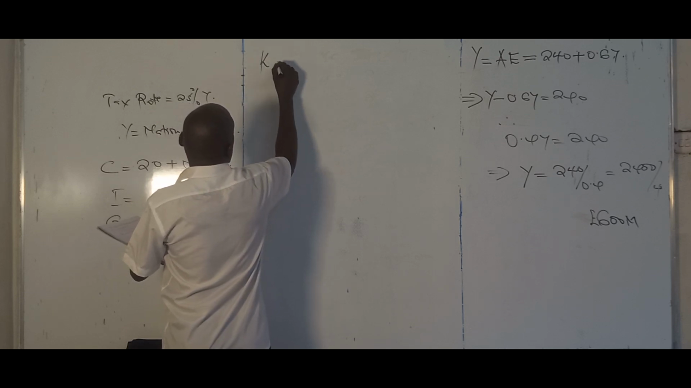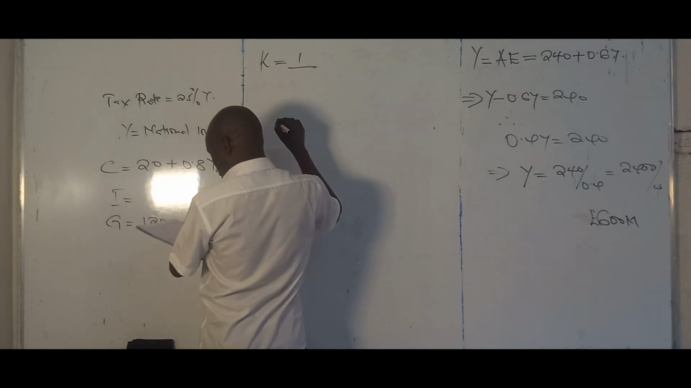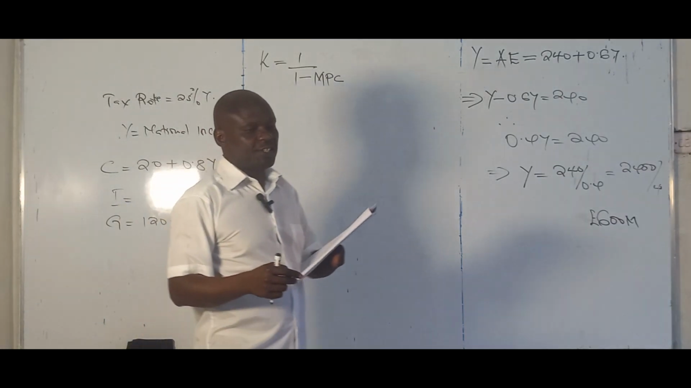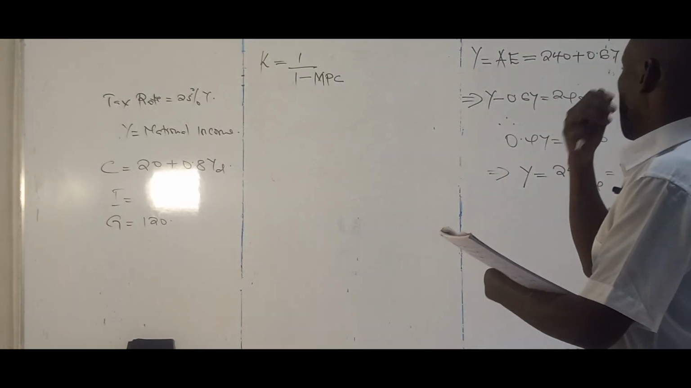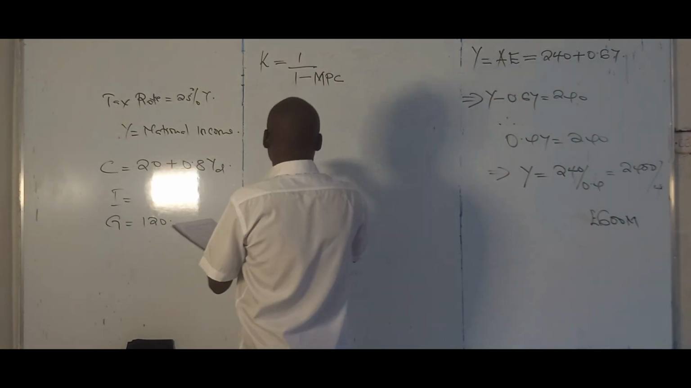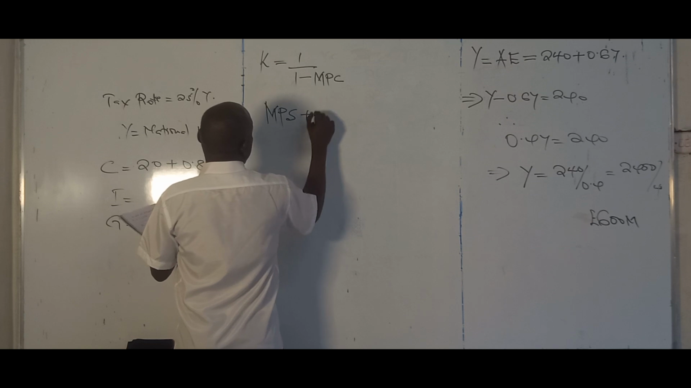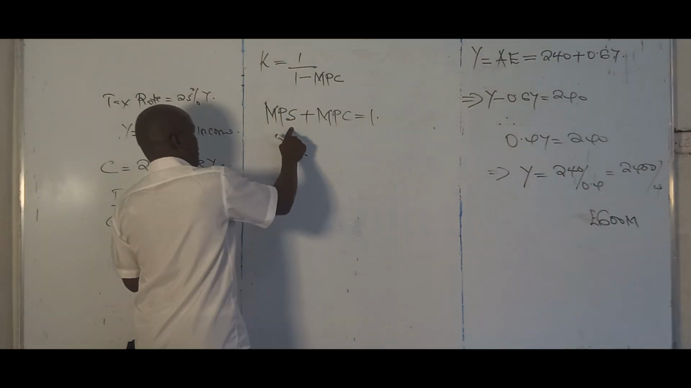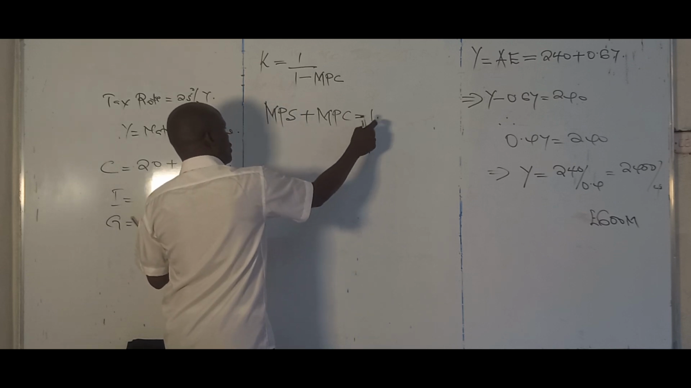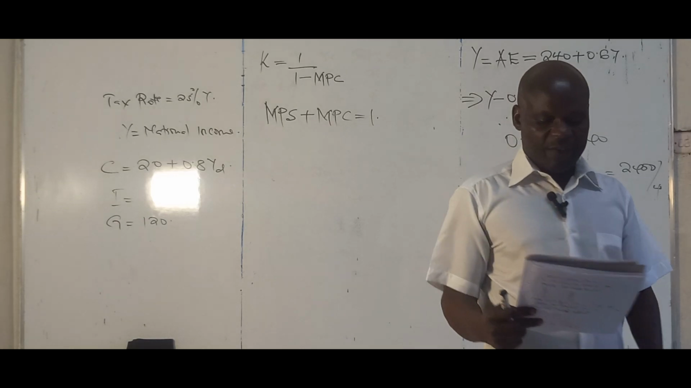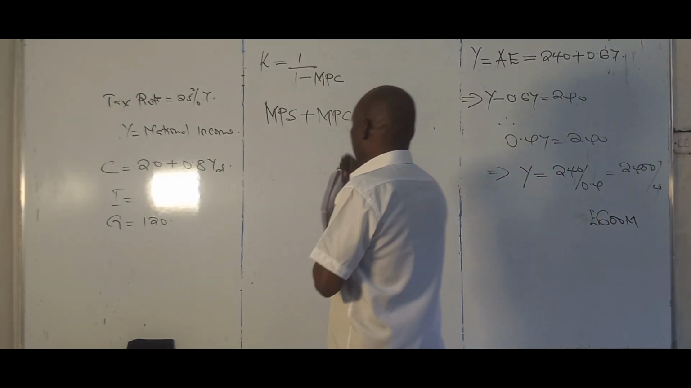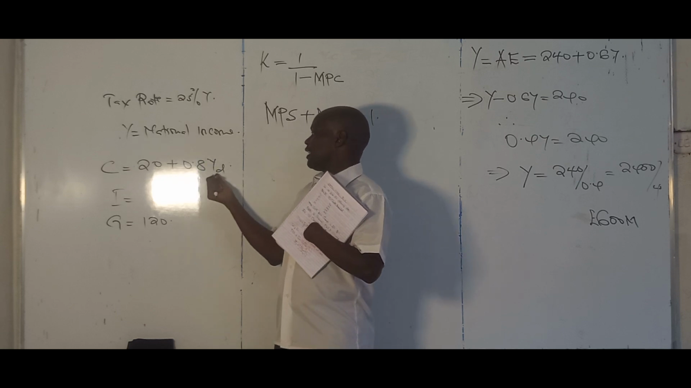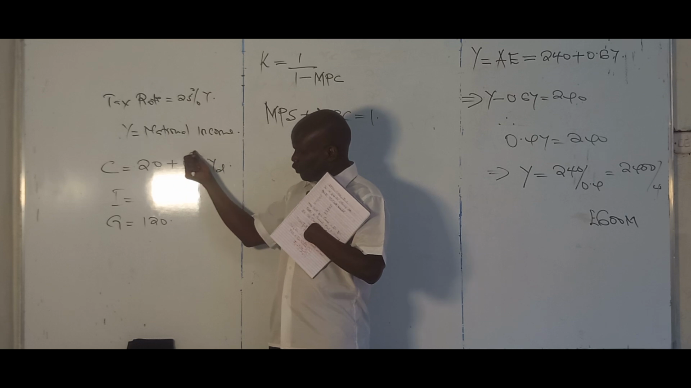K, which is the multiplier effect, is given by 1 over 1 minus MPC, and MPC is the marginal propensity to consume. We should also remember that MPS plus MPC should give you 1. That is, marginal propensity to save plus marginal propensity to consume is equal to 1. But then, what do we have here? This 0.8, the coefficient of the disposable income, is indeed the marginal propensity to consume.